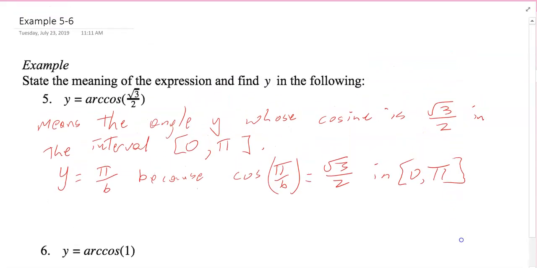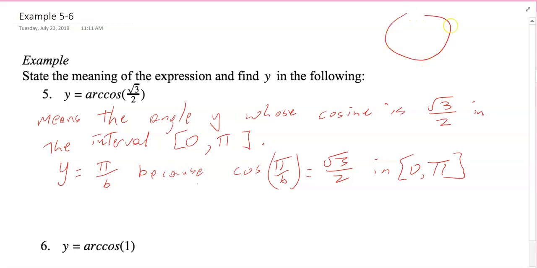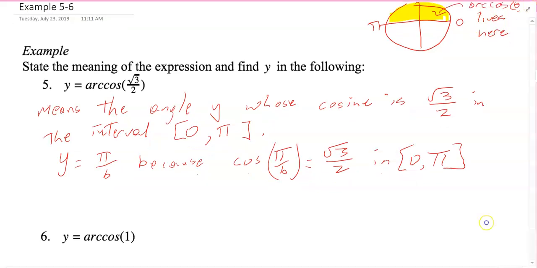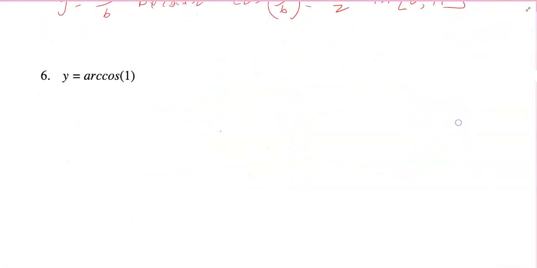Again, if we're thinking about where arccosine lives in our unit circle, it lives in the top half of the circle. So arccosine lives here between 0 and pi. So in thinking about it, it's always in the interval 0 to pi.